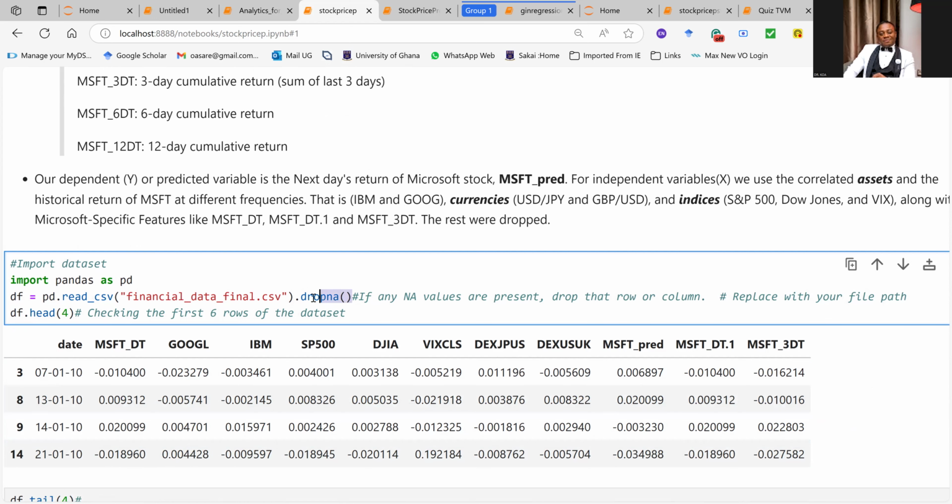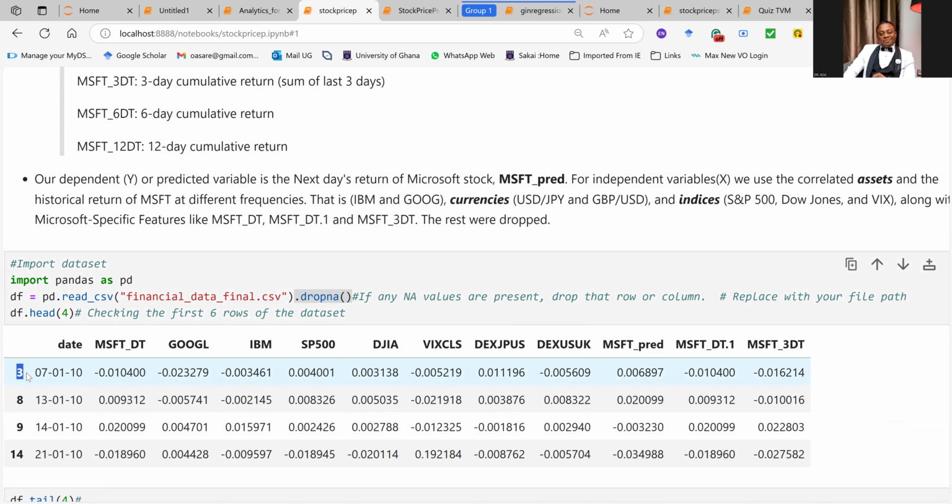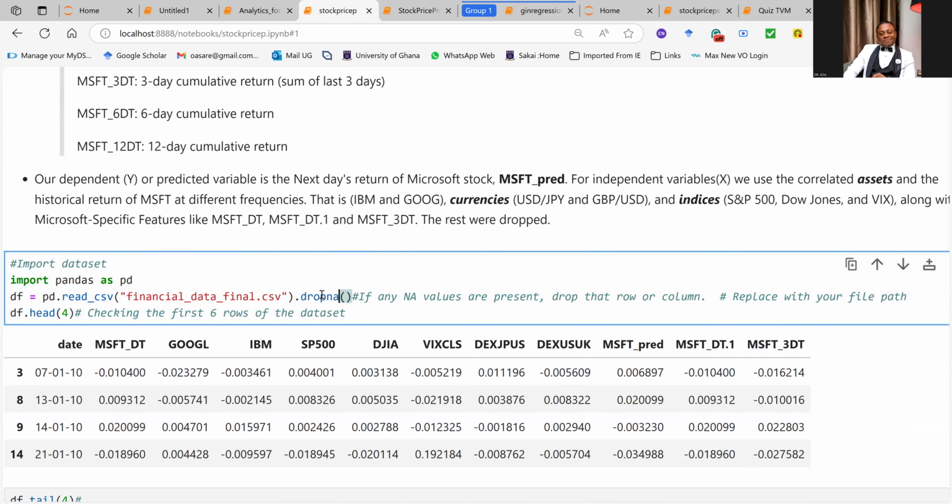Now, this command here drops all variables that have NA. So when the variable has NA, it will drop that particular column or row. So that is why you can see that the first one is number 3. But ideally, it's supposed to be 0, 1, 2, 3, 4, 5. Okay, so the next one, you have 8. Why? Because the drop NA command actually drops some of the variables that are there. I hope you understand.